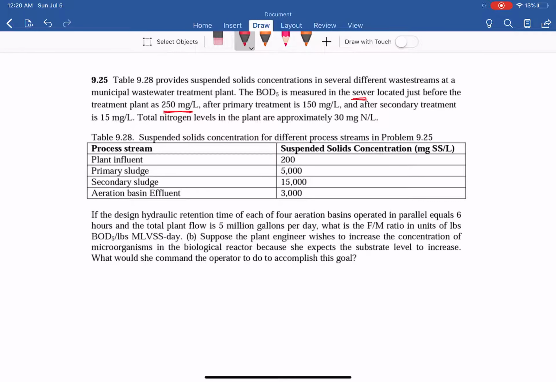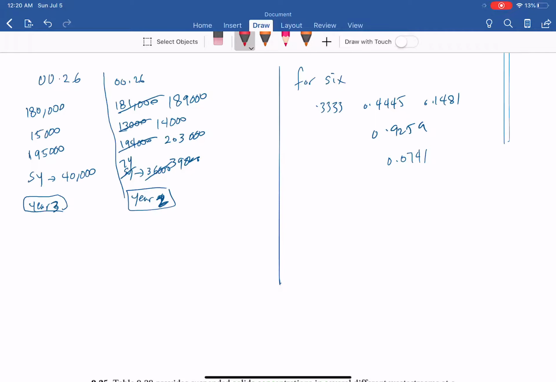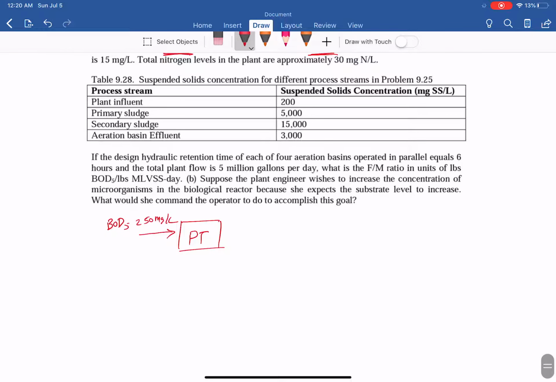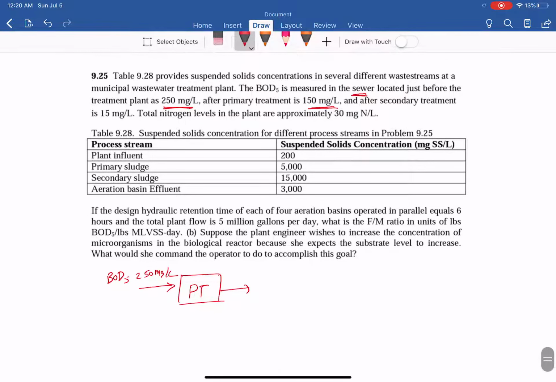After primary treatment, it was 150, so there was a reduction. So initially, from the sewer, entering the primary tank, it was 250 milligram per liter. This is BOD5 entering the primary tank, and then leaving the primary tank, it is 150 BOD5, 150 milligram per liter.